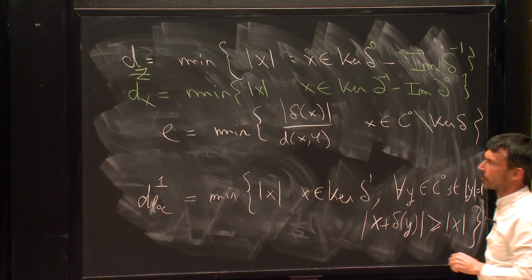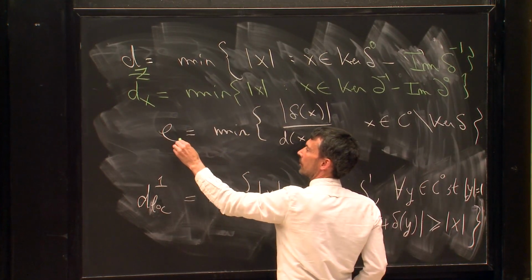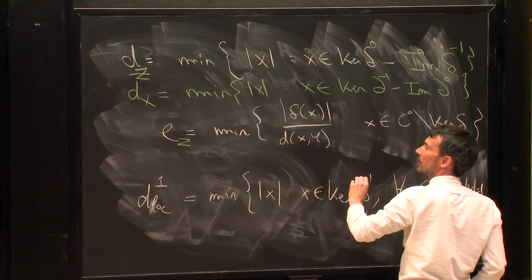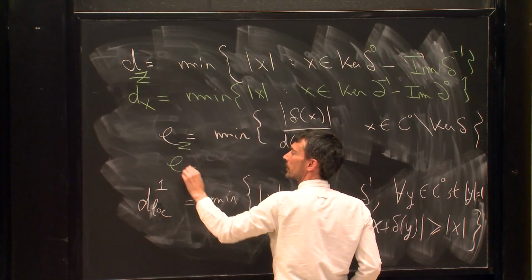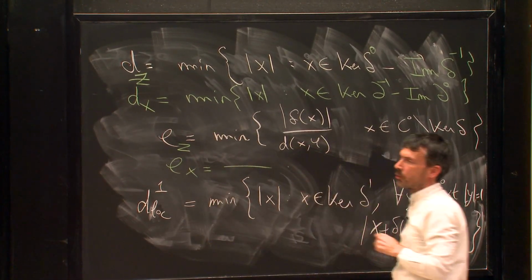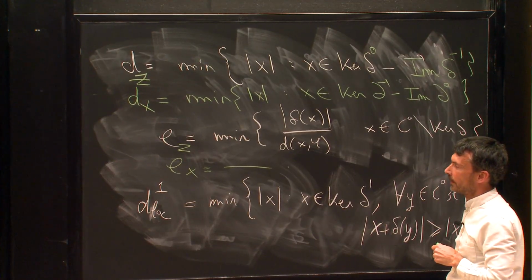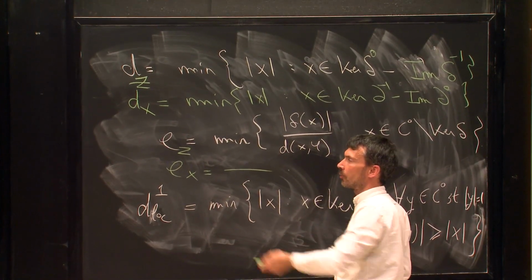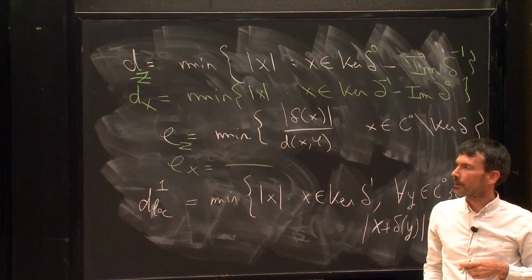Let me maybe not write it on the board, but I could define a z version of the local testability, and I can define an x version of the local testability. And the quantum code will be locally testable with parameter rho, which is the minimum of these two parameters.